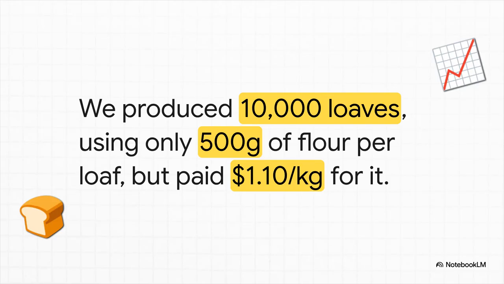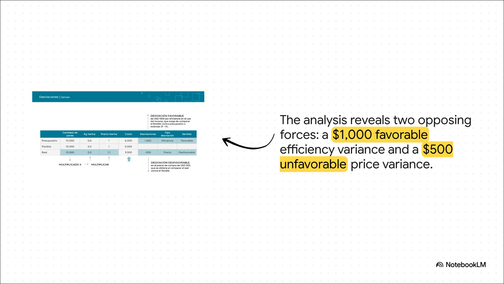That gives us a standard cost of 60 cents in flour for every single loaf we make. Now, here's what really happened. We cranked out 10,000 loaves, and we were incredibly efficient, only using 500 grams of flour per loaf instead of 600. But, and you knew there was a but coming, we paid more for that flour, $1.10 per kilogram. The plot thickens. And this is the moment of truth, where the flexible budget reveals everything. Aha!